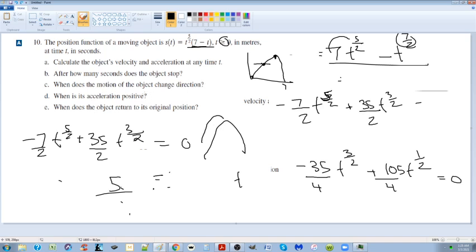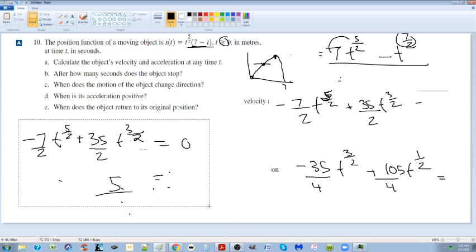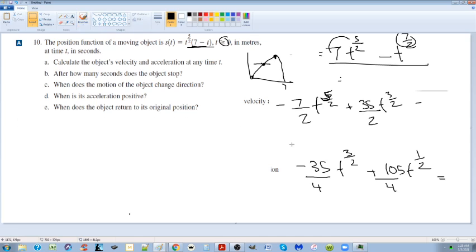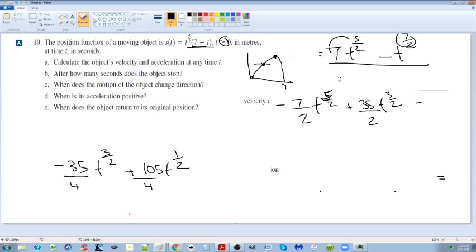When is its acceleration positive? Well, that's an interesting one. So when is this thing over here positive? Let's figure out when it's 0 first. By the way, when does the object return to its original position? Definitely 7. And since 0's over here, I believe it's 7 and 0. And again, let's just see the answer. Yeah, after 7 seconds.